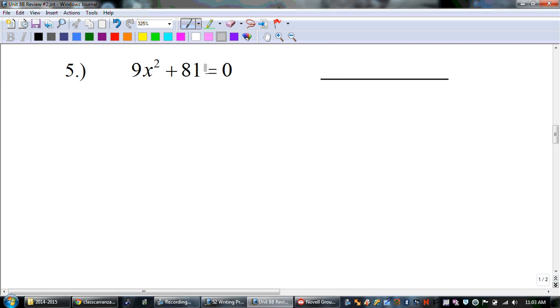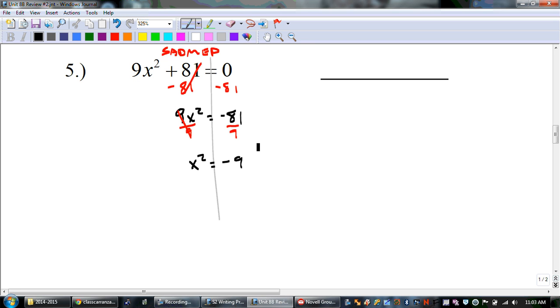All right, number 5. Now, why do I want to use inverses for this? Yeah, there's no linear term. So let's go ahead and start solving. So I'm going to cancel addition with subtraction. And we get 9x squared equals negative 81. Now the x isn't by itself yet, so I can't take the square root. So I divide by 9. And I got x squared equals negative 9.